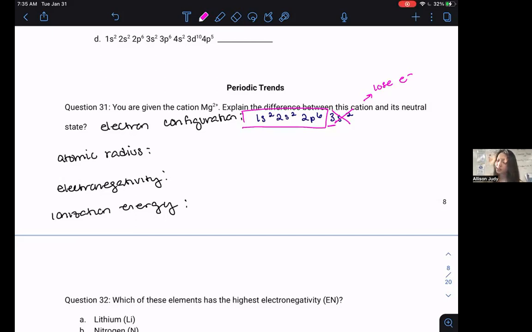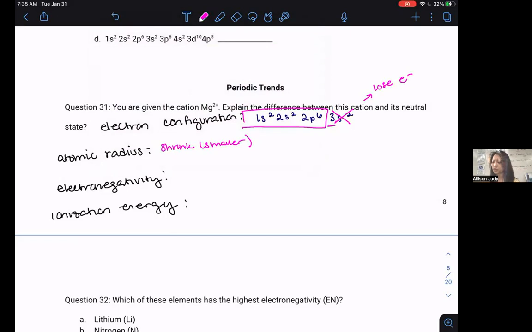So what we see is that for the cation, the atomic radius is going to shrink. It's going to get smaller because we have just lost electrons, the main source of volume. We have just lost 2 electrons in energy level 3, the main source of volume. And now our magnesium 2 plus cation is only going to have a volume that extends up to energy level 2.